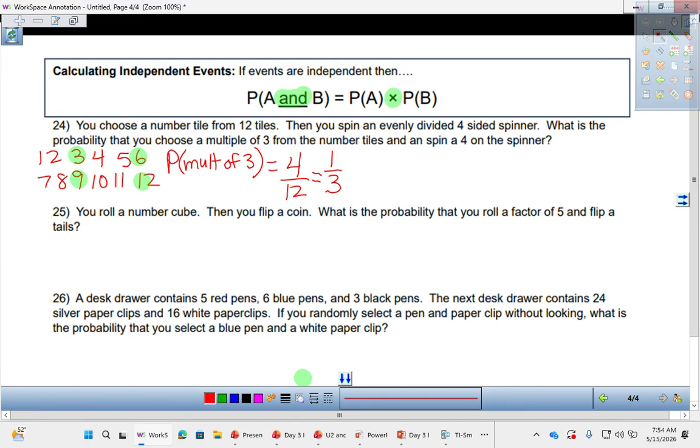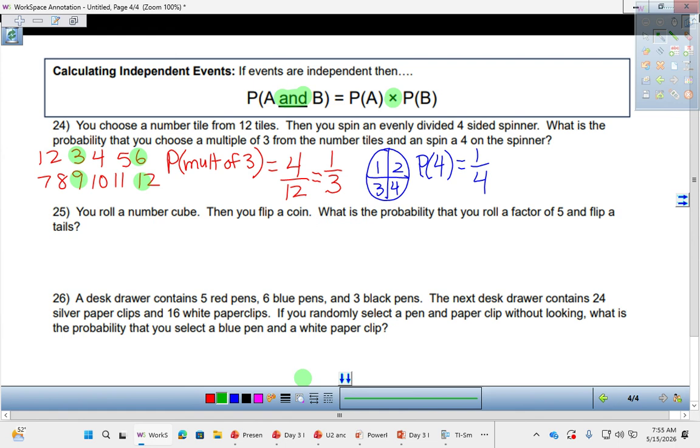All right, and then we have a four-sided spinner, right? And it says, what's the probability you spin a 4 on the spinner? How many numbers on the spinner are a 4? 1 out of 4. Right? So we find the two probabilities separately.